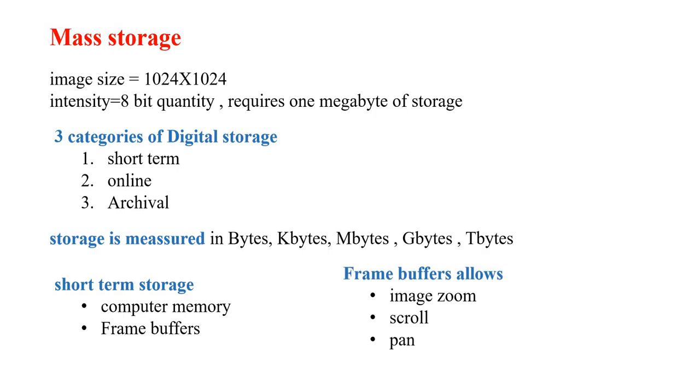The frame buffers allow image zooming, that is, virtually instantaneous image zoom is allowed here. It also allows scrolling, that is the vertical shifts, and pan, that is the horizontal shifts. And the frame buffers are housed in the specialized image processing hardware unit.